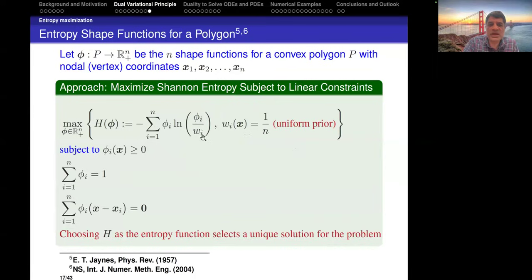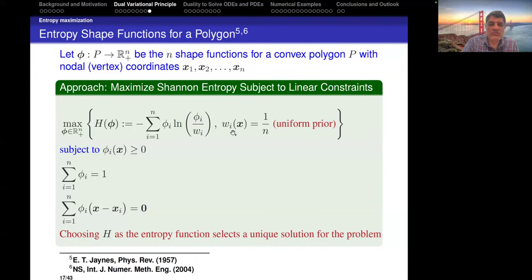Wi is something I would like the phi to be close to, but Wi may not satisfy all my constraints. So I look for the phi's which are closest. And the interpretation I took was that you can think of the shape functions as a discrete probability distribution.